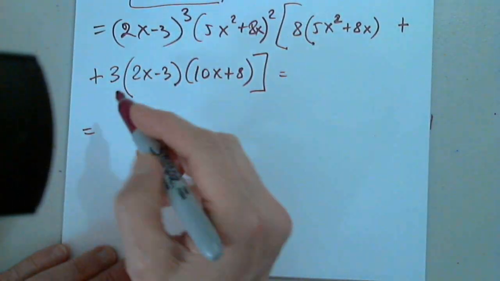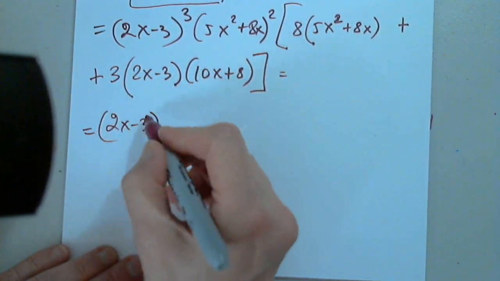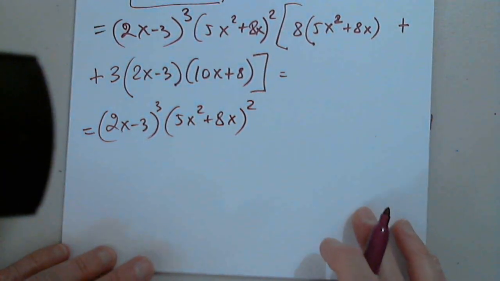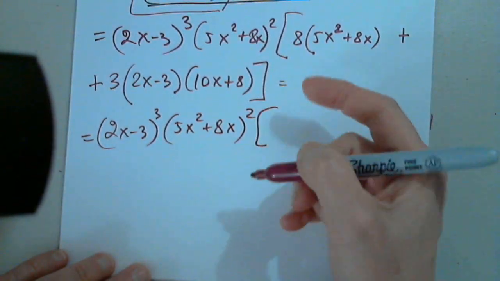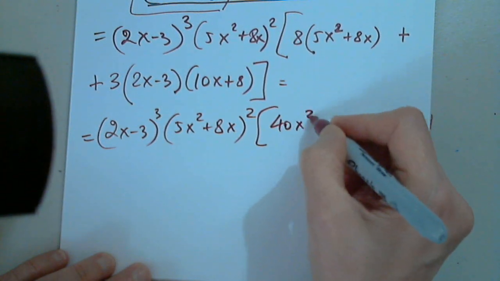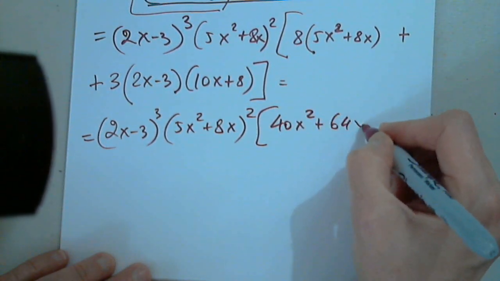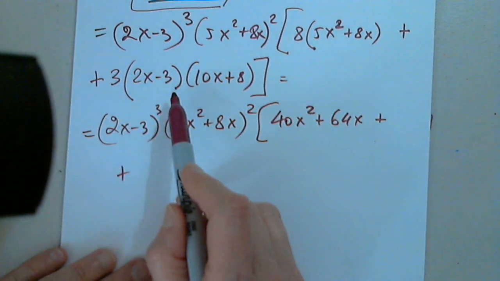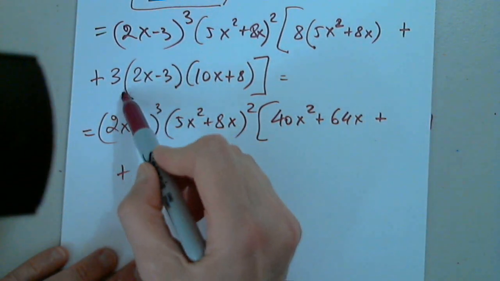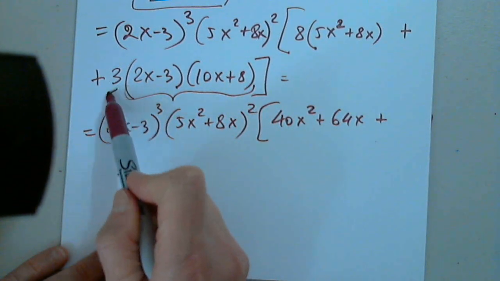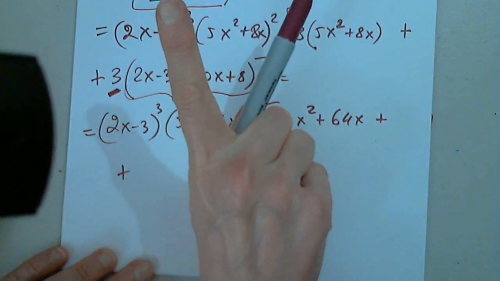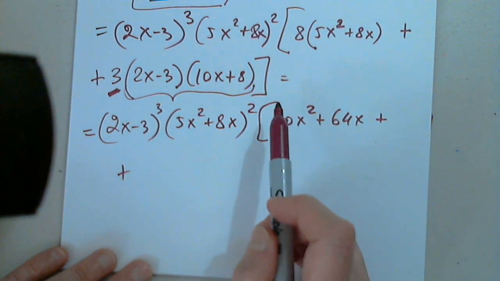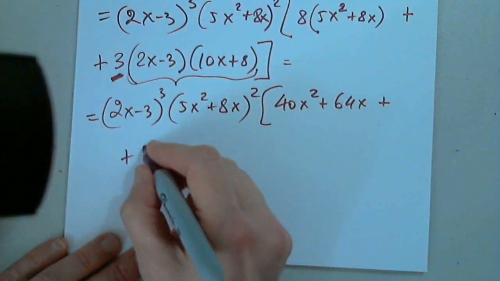So I have to copy these two. 5x squared plus 8x squared. And now I have to distribute. So I have 40x squared and plus 64x and plus. Do not distribute the 3 like we discussed before. Multiply these 2 because then it will be so much easier to distribute 3 once. Then distribute it here and then make all the numbers much bigger. That's my suggestion. It's up to you.